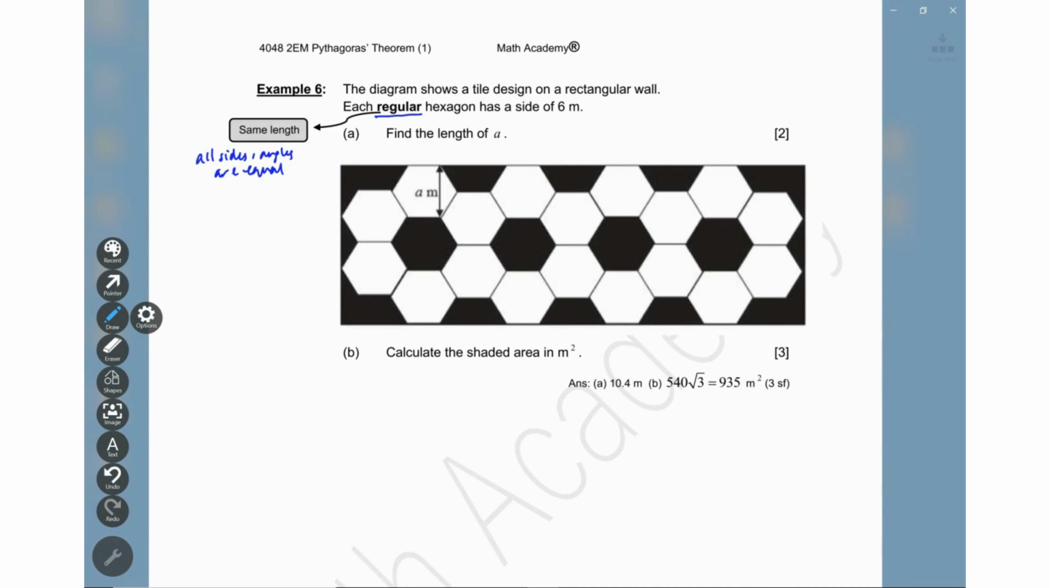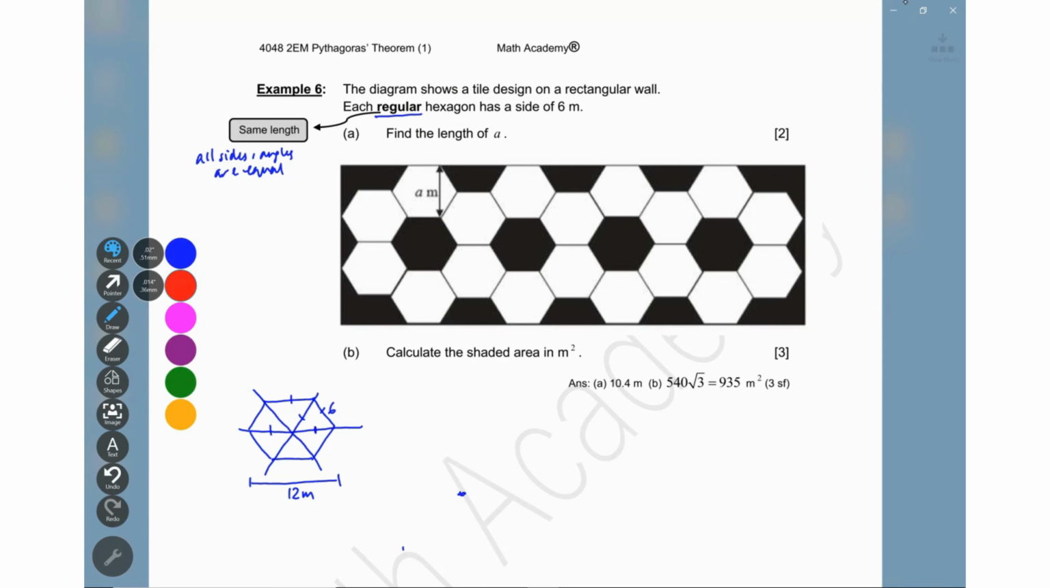So I'm going to draw out one of the hexagons here. And I'd like to zoom in to look at one of the triangles. We know that each of the sides is 6 meters. So this side, this side, this side, they are all the same. If I were to find the whole length from one end here to the other end, this is 6 and this is 6, right? So it would be 12 meters. Then this part here would be 6 as well.